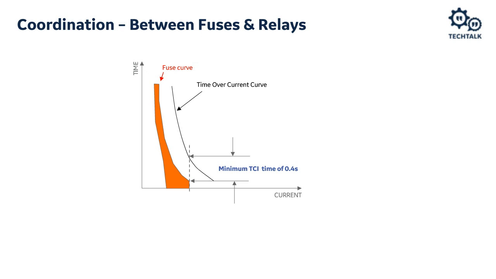But in reality, we want some margin between the devices, or between the curves of the devices. And so we call that margin the coordinating time interval, or the time coordinating interval. So I show that time coordinating interval here with the time overcurrent curve of about 400 milliseconds.